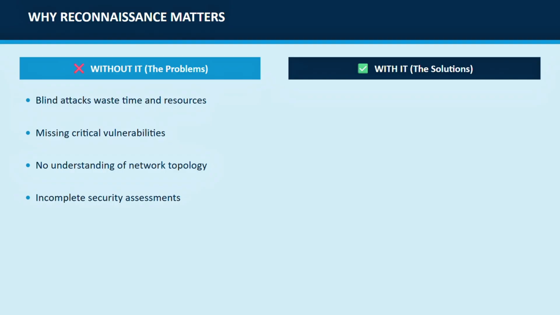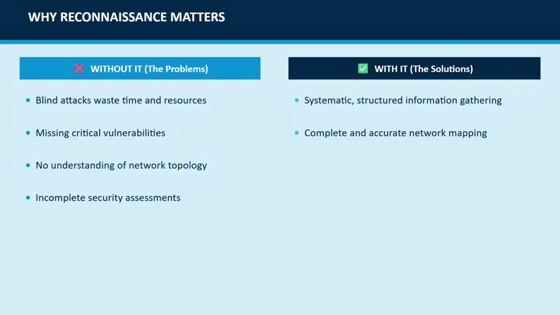Now, let's check the solutions. With reconnaissance, you have systematic, structured information gathering. You're going to have a complete and accurate network mapping. And reconnaissance helps with service and version identification, which tells you what is running, and all this leads to informed attack strategies. Reconnaissance is what separates professionals from amateurs when it comes to penetration testing.